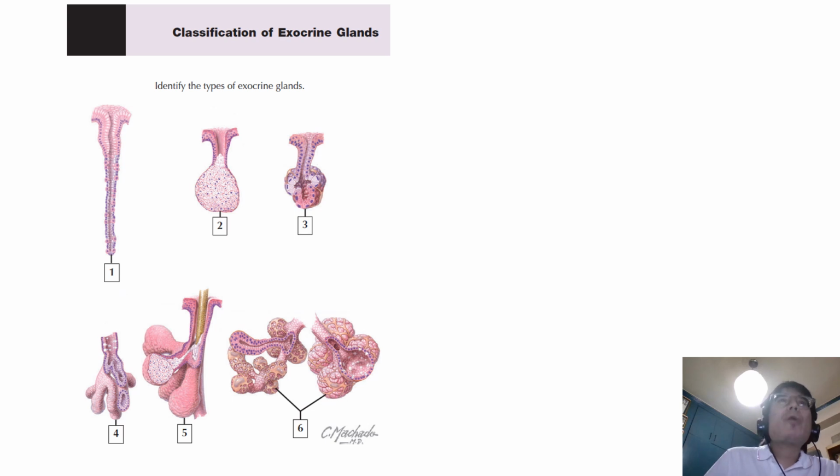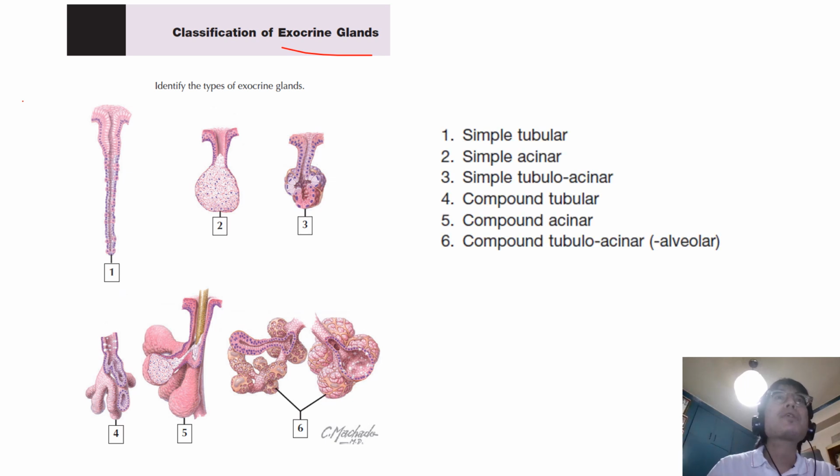We take a quick detour on different exocrine glands. Multicellular exocrine glands are classified by the shape and the arrangement of their secretory units. We'll play a quick quiz now, as in the previous slide. Let's identify the different types of exocrine glands here. Number one is a simple tubular gland. Number two is simple acinar gland.